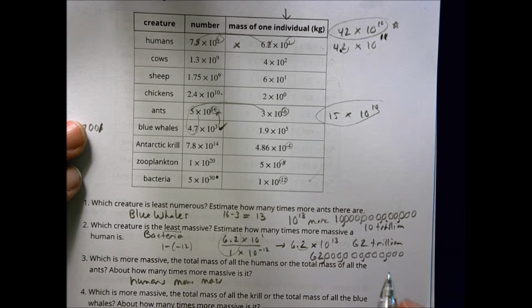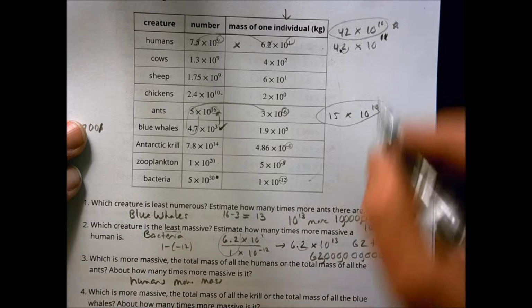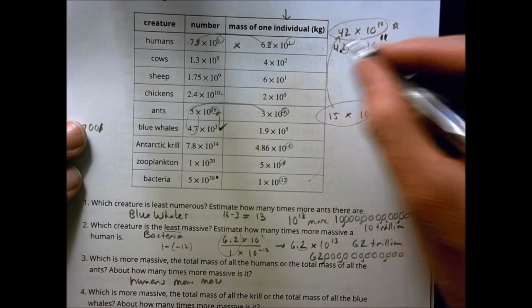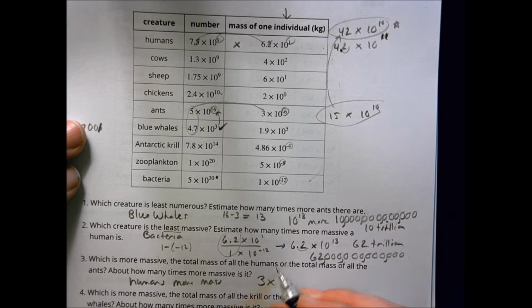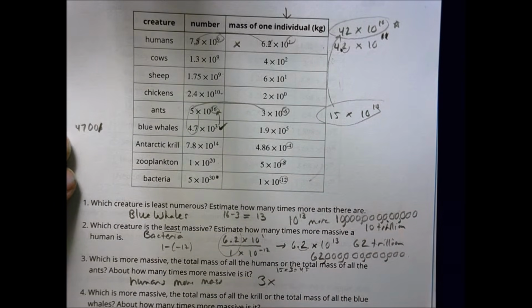And about how many times? Well, 15 times what gets you to 42? That's about 3 times as much, because 15 times 3 equals 45. And again, we were just estimating.